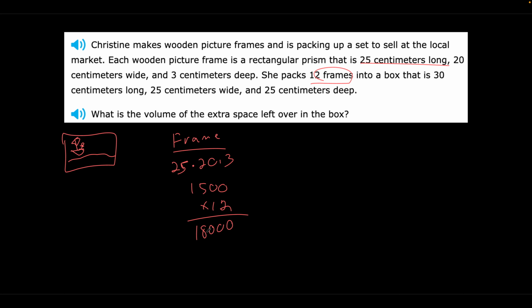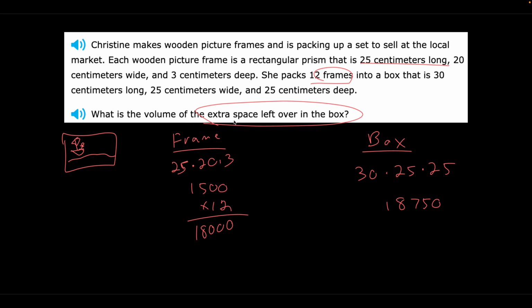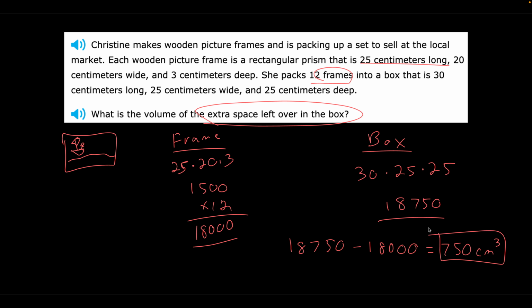And then the question, we need to know the volume of the entire box. So that would be 30 by 25 by 25, which is 18,750. And it asks you, what's the volume of the extra space left over? So the frames, I'm going to put all 12 frames in. That will take up 18,000 out of the 18,750. So we subtract to see how much extra space there is, which is 750 cubic centimeters, and done.